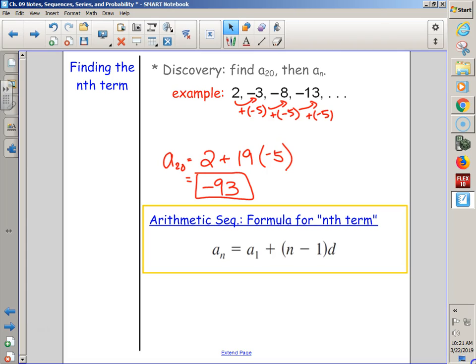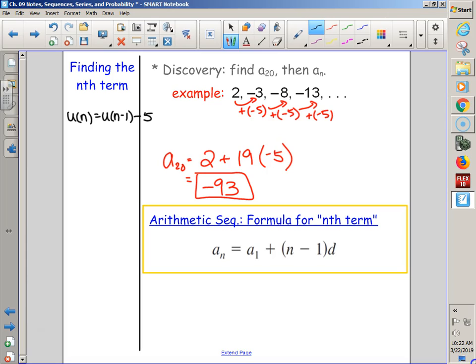Now, how can we technically use our calculators? I'm not going to take a lot of time with this, but how could we have used them in sequence mode to check that we were right? Well, we could have added negative 5 19 times. Okay, well, that's kind of boring. Don't we know how to use sequence mode? Couldn't we have said u of n is equal to u of n minus 1 minus 5? Could we have done that?